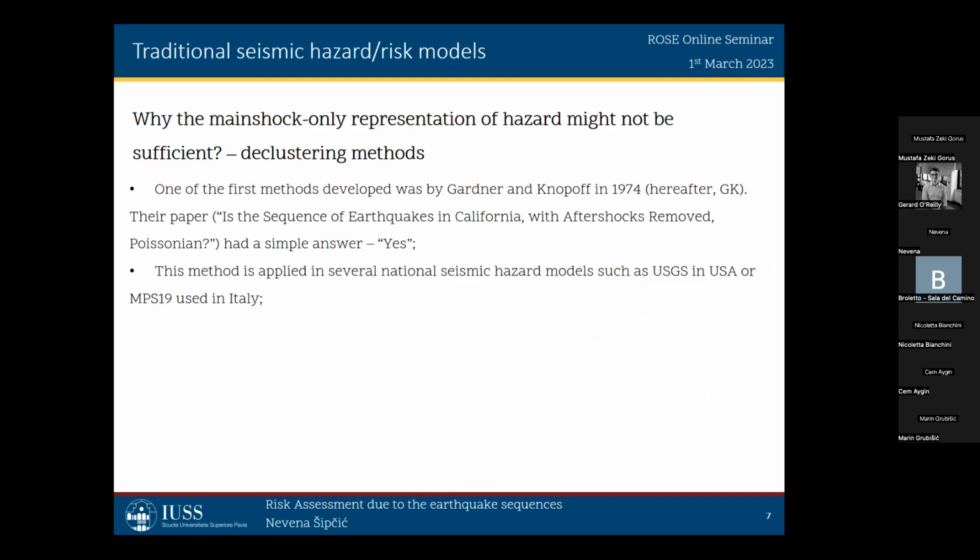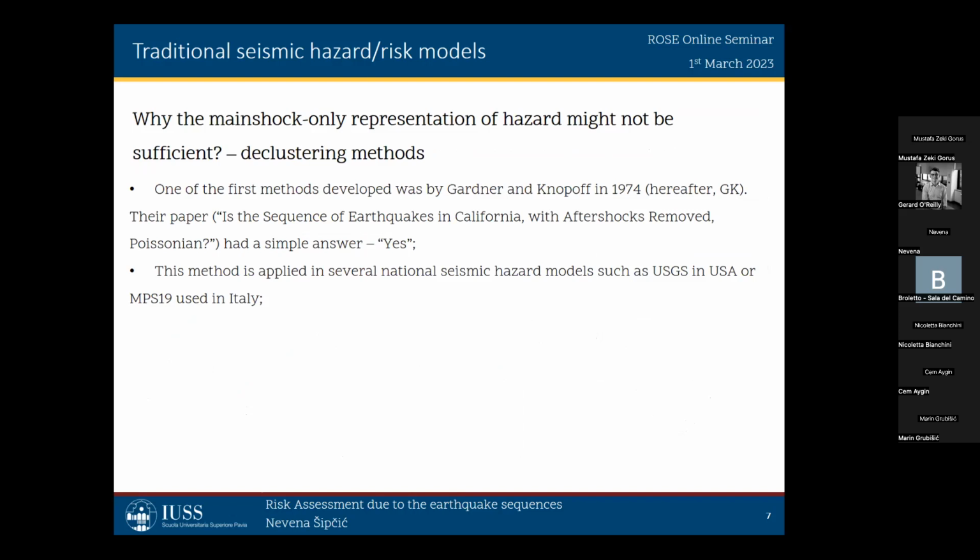One of the reasons has to do with the declustering methods. One of the first methods that appeared was developed by Gardner and Knopoff in 1974, and their paper had a really simple question: is the sequence of events that occurred in California, when we removed the aftershocks, Poissonian? And the abstract simply said yes.